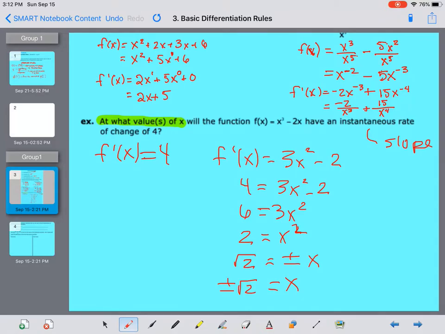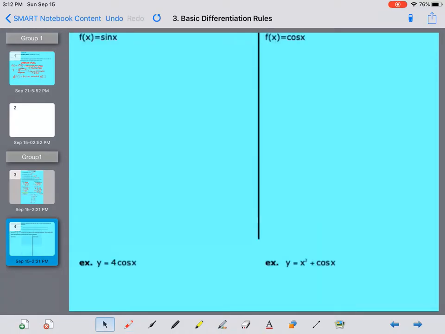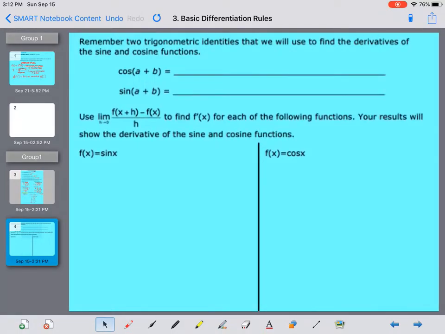The last thing I want to do though is go on to the next page because in class, we're going to prove the derivative of sine and cosine. There's a couple things that we need to know first. Like we need to know some identities because of that idea of f of x plus h. So we're going to use our addition identities for cosine and sine. So I kind of just want to get them up here.